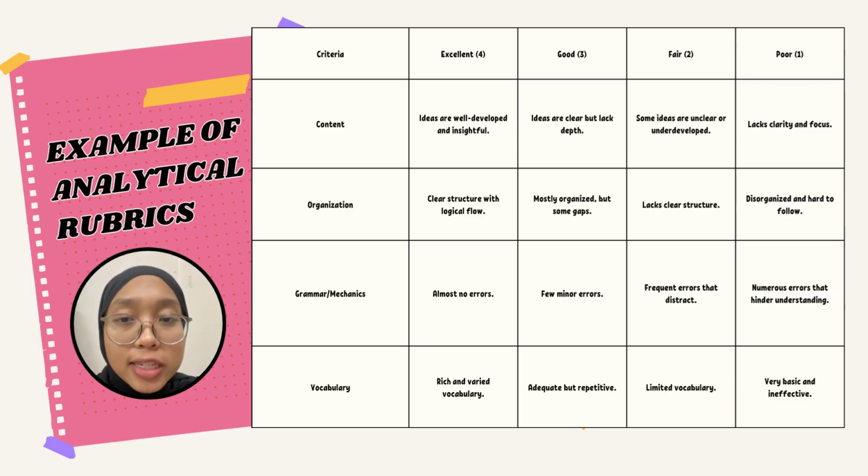Okay, now this is the example of analytical rubrics. Just like I said just now, an analytical rubric is a scoring rubric that breaks down the assessment into multiple dimensions. As you can see now, we have criteria, which go from excellent to poor. We have content, we have organization, we have grammar, and we have vocab. And this is the example for a writing assessment.